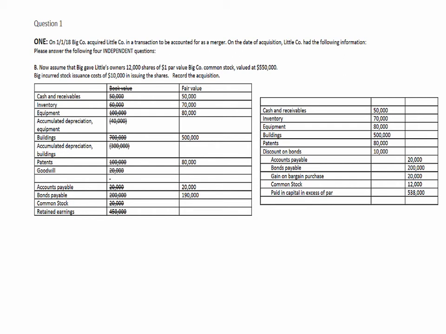par. And then just for a little perhaps necessary review, stock issuance costs are treated as a reduction of paid in capital. So we wrote a check for $10,000 to cover these various stock issuance costs, and that reduces our paid in capital in excess of par.